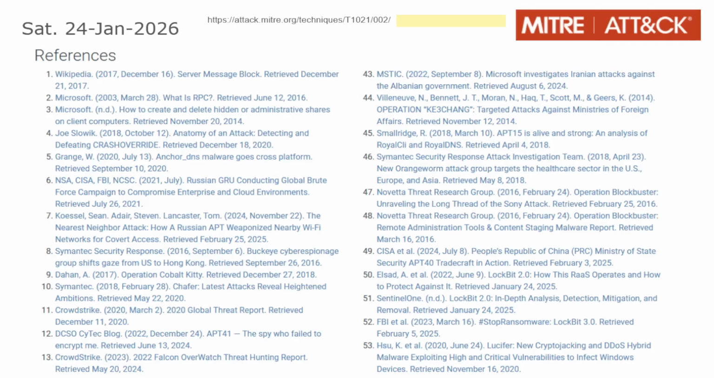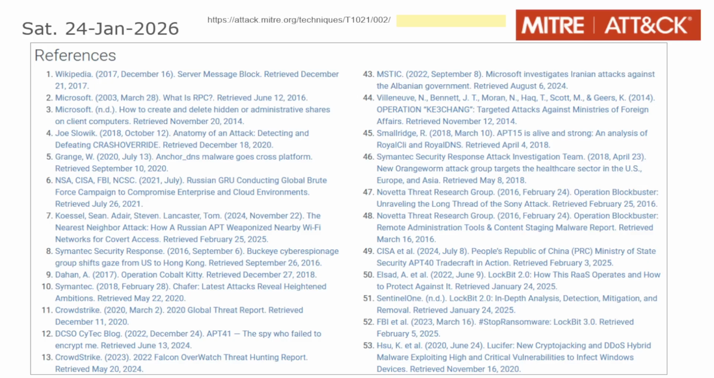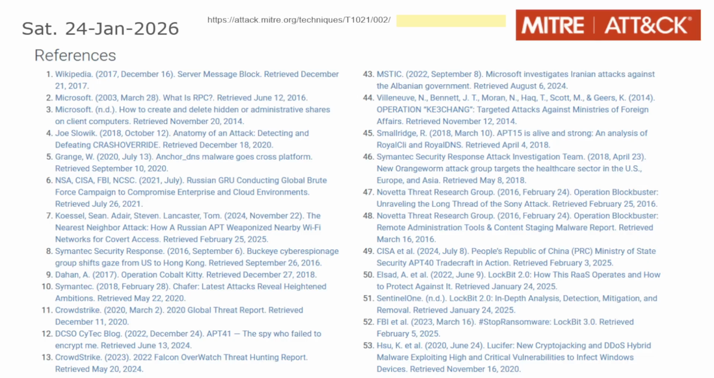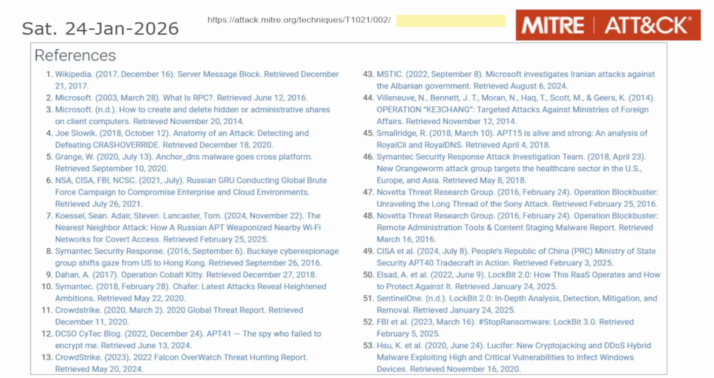So we have a lot of references here. If I look, there are like 83. So let's see what we have. Wikipedia, well, it explains server message block. I'm a bit surprised that Microsoft doesn't have a page themselves describing server message block, but okay. Then you have some how-tos from Microsoft, NSA, Russian GRU conducting global brute force campaign, okay. That's from 2021.